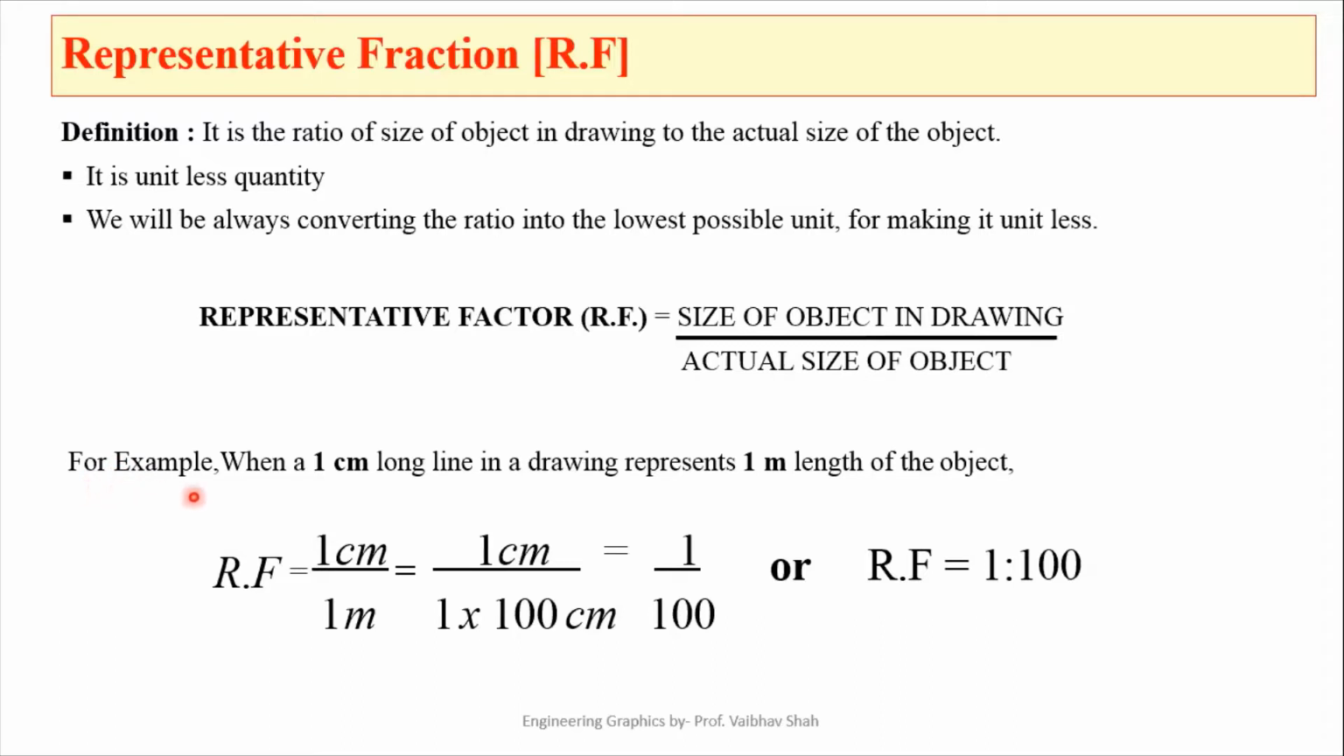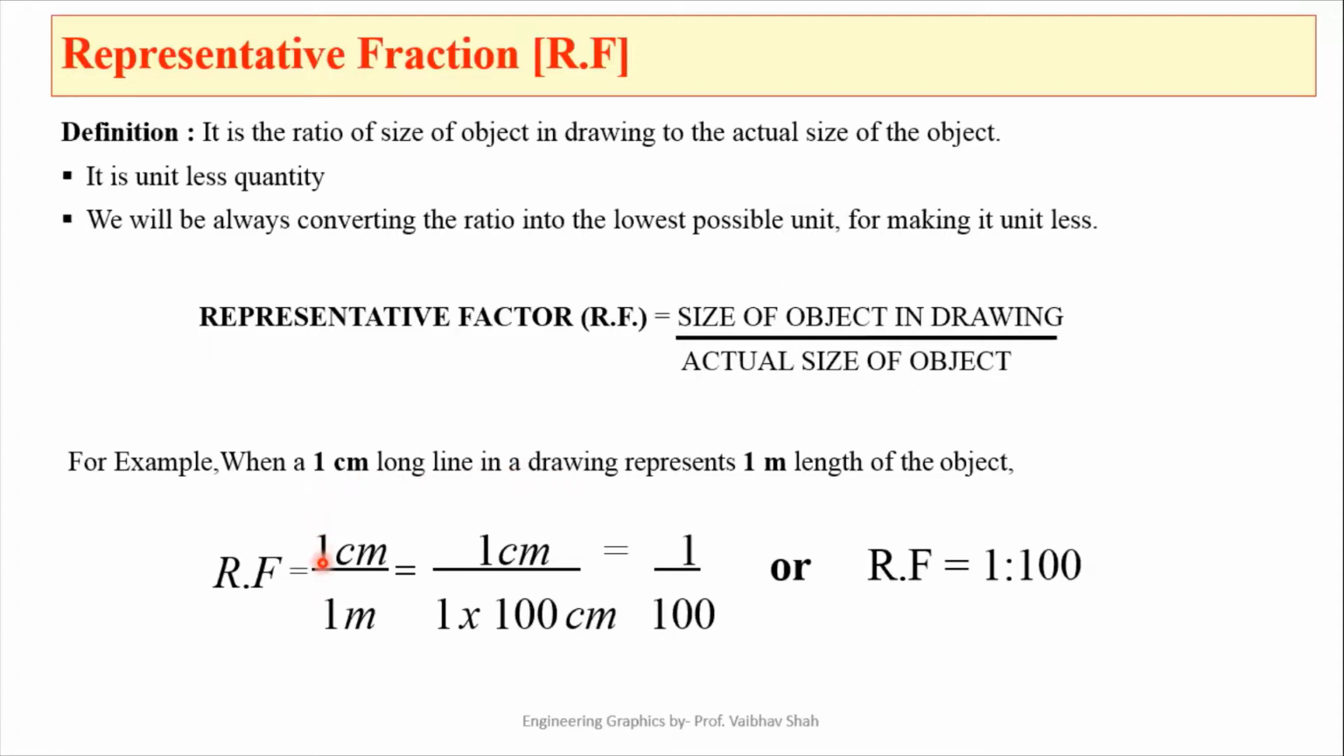For example, when a 1 centimeter long line in a drawing represents 1 meter length of the object. So here we have one object with 1 meter length, and we have to represent this object in our drawing sheet by a 1 centimeter long line. So how can we define the RF? Let us see. RF is equal to, now we'll put the values in this equation, size of object in drawing. What is the size of object in drawing? 1 centimeter long line in a drawing. That means in a drawing we will be using 1 centimeter.